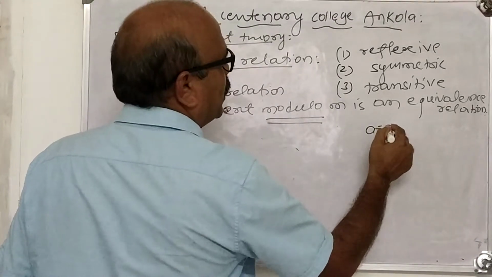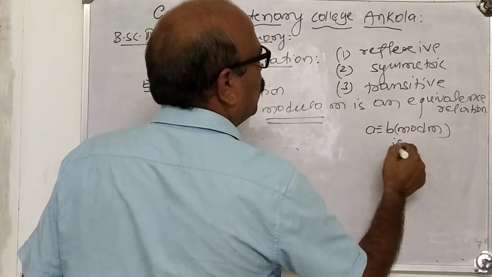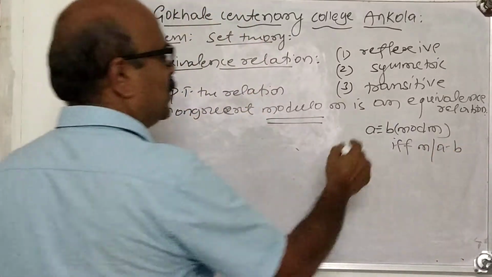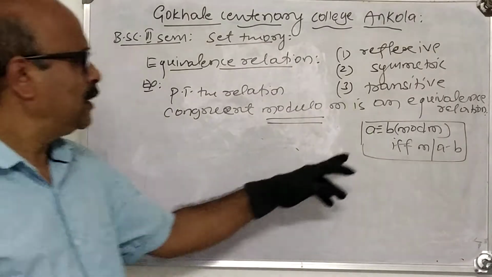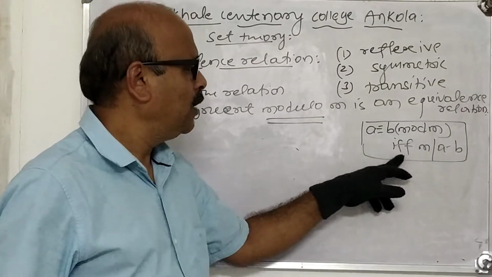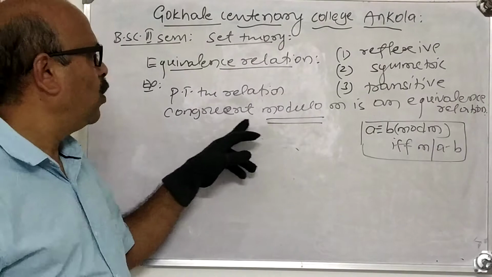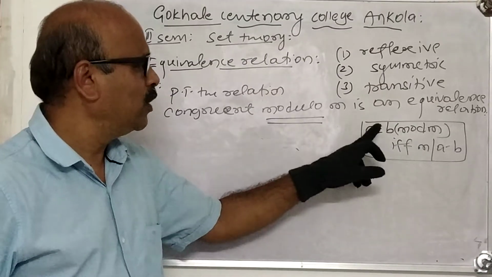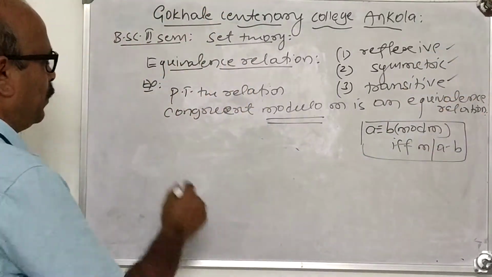We say that a is congruent to b mod m if and only if m divides a minus b. See, this is the relation here. What is the relation? We say that a is congruent to b mod m if and only if m divides a minus b. Now prove that congruent modulo m is an equivalence relation. This is the given relation. We have to prove that this relation is reflexive, symmetric, as well as transitive.